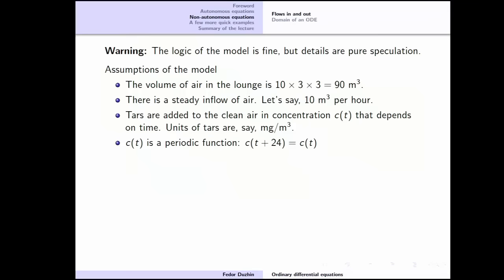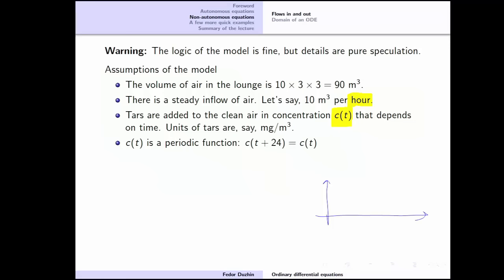Then the amount of tars at every time moment is C of t. That comes from the smoke, and we assume that it is a periodic function with period 24, because time is measured in hours. So the period is 24 hours, and we need to design a periodic function that looks like this.